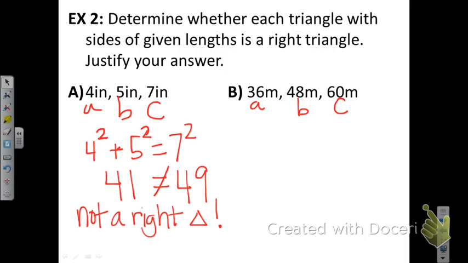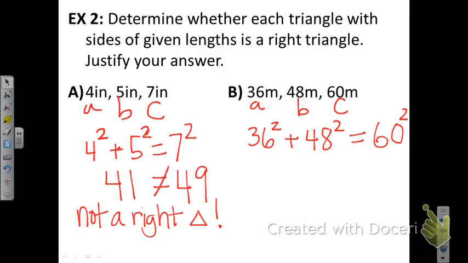Now, who thinks they know how we're going to set up this equation? Go, Clara. Tell me how to do it. 36 to the second power. Good. Plus 48 squared. Equals 60 squared.